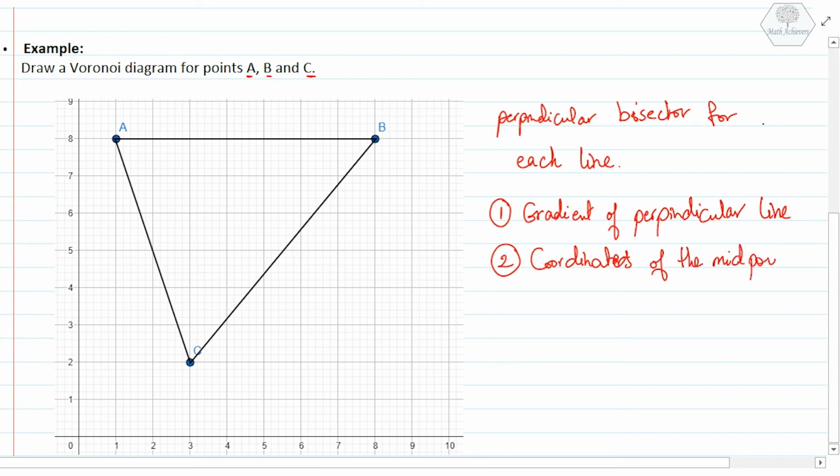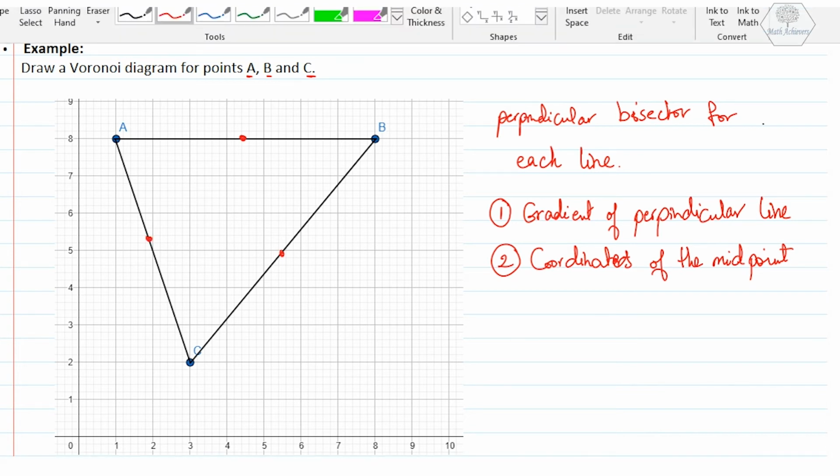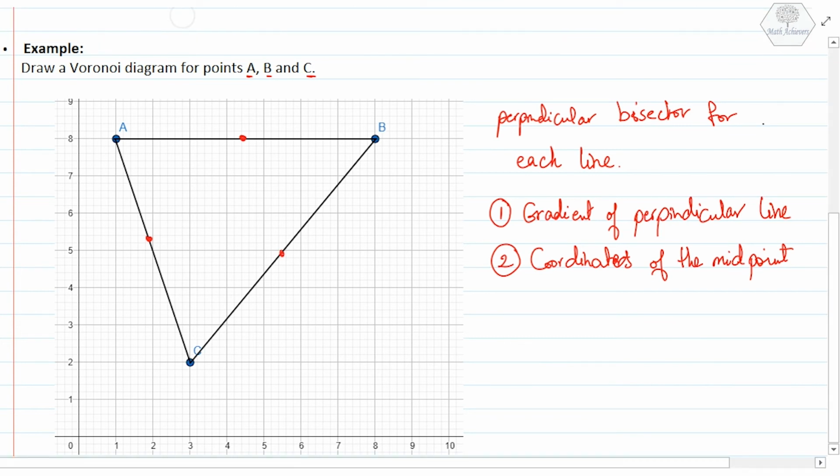Now, let's assume I have the midpoint between A and B to be at the point which is 3.5, which is somewhere here. Between C and B it's there, and between A and C it's somewhere in here. I have to draw the perpendicular bisector for each line.